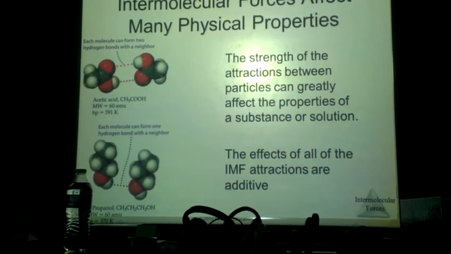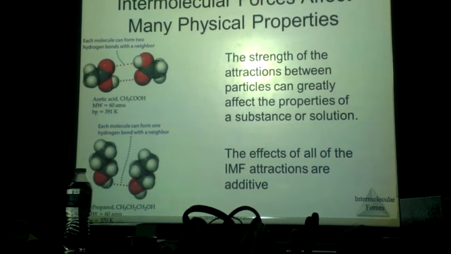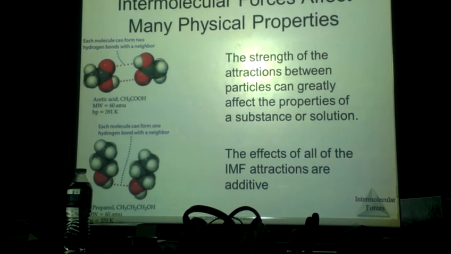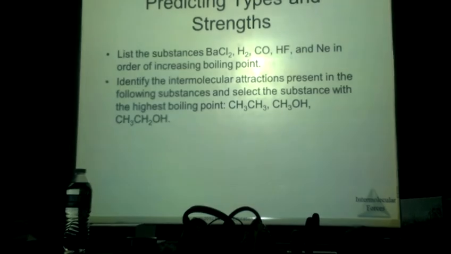And the effects of all of these intermolecular forces are additive. So the more intermolecular forces I have, the stronger these properties are going to feel, or the effects are going to feel.